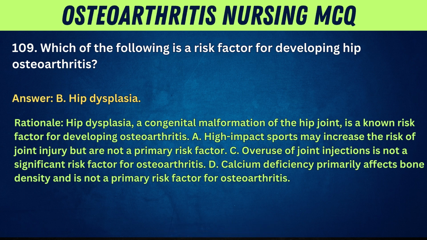A. High-impact sports may increase the risk of joint injury, but are not a primary risk factor. C. Overuse of joint injections is not a significant risk factor for osteoarthritis. D. Calcium deficiency primarily affects bone density and is not a primary risk factor for osteoarthritis.